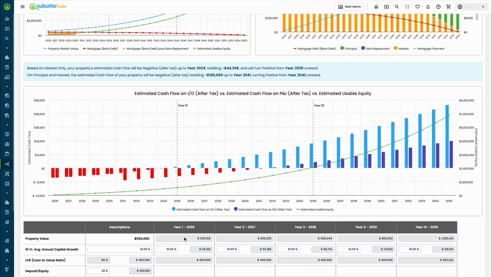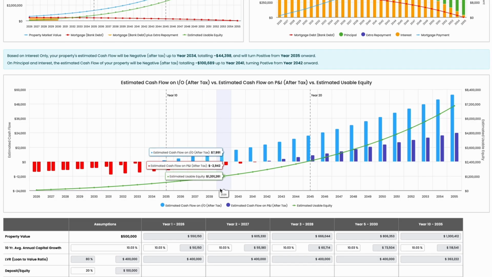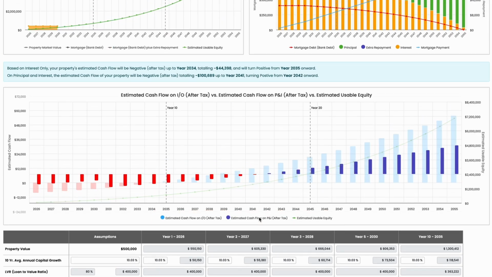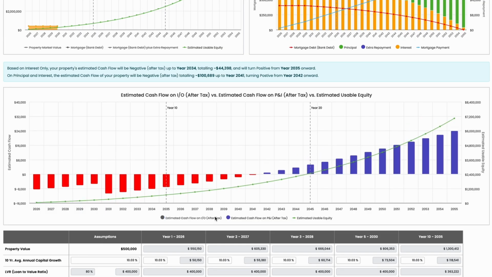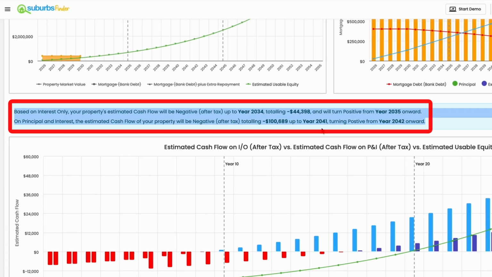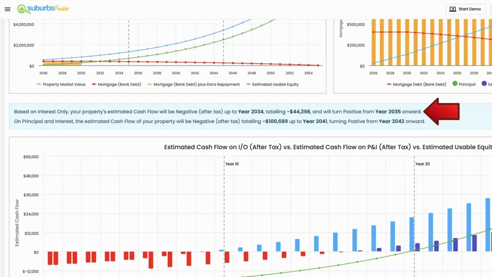The third graph is the estimated cash flow graph. Here's where most investors lean in. The graph compares interest only versus principal and interest cash flow, both after tax. The blue box breaks it down for you. It shows how long your cash flow will stay negative and the total dollars you'll burn through, whether you're on interest only or principal and interest. And it tells you the exact year your property finally flips into positive territory.